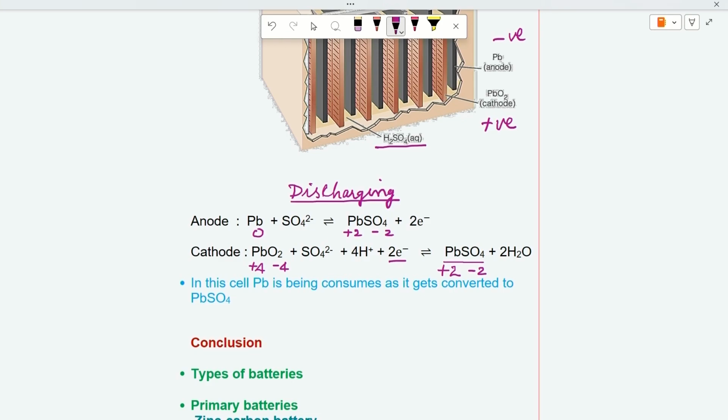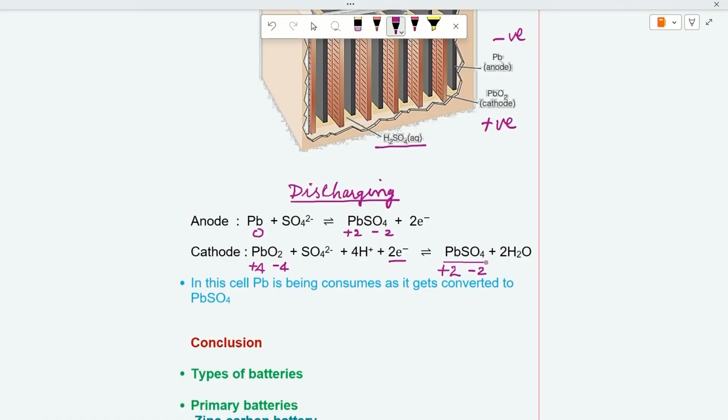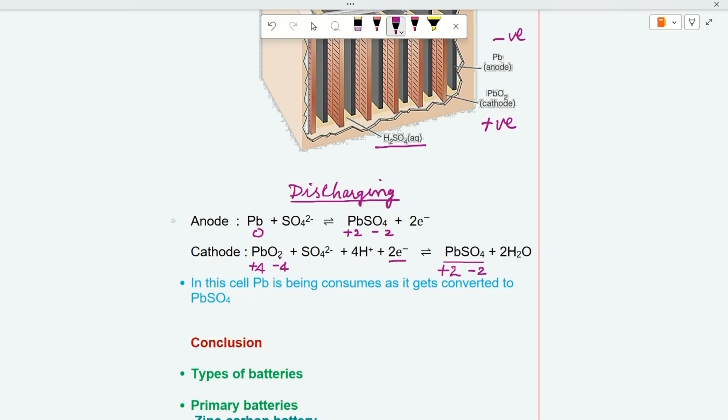When we apply an external circuit and provide electric energy into this, all these reactions get reversed, that is, lead sulfate gets converted into lead dioxide, and similarly this lead sulfate also gets converted into lead. So, all these reactions get reversed and then the cell is ready for functioning again, or you can say for discharging. So, on charging, what happens? All these reactions are reversed.